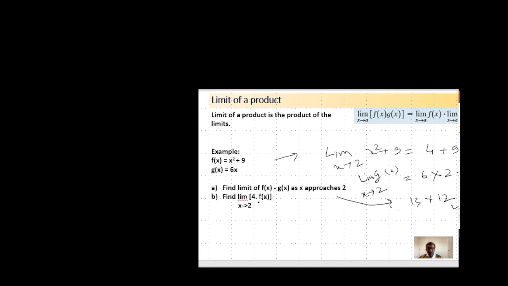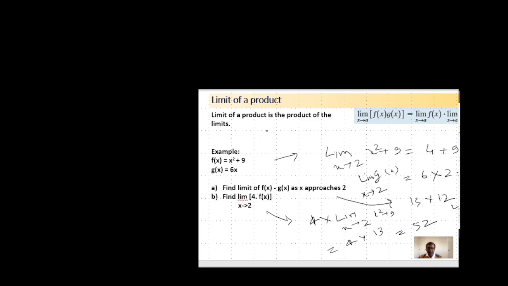Next, if you need to find the limit of a product where one part is constant, this is also on similar lines. We can do 4 times the limit as x approaches 2 of f(x), which is x square plus 9. So it will be 4 times 13. We already calculated it here. So whatever it comes, I think it comes to 52.